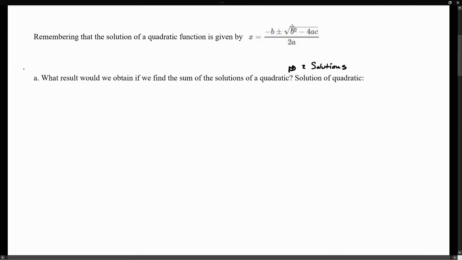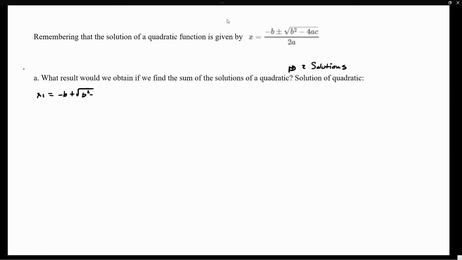And how do we get those solutions? Well, we can get them from the quadratic formula. Notice that here we have a plus and minus. If we use the plus, let's call this x1. So x1 is going to be my first solution, which uses the plus side of the quadratic formula. And my second solution is going to use the minus side. The objective is to see what would happen if we added both solutions, which are the solutions for any quadratic.